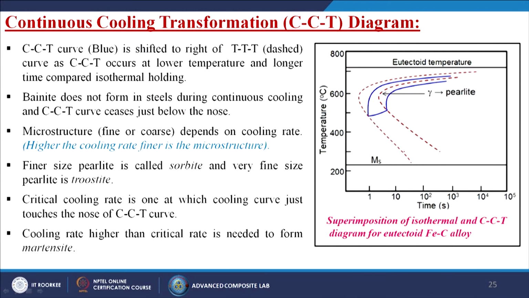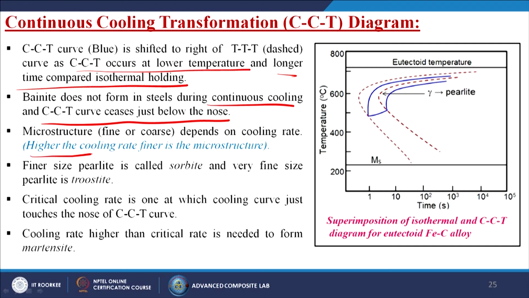Now, there is another famous graph which is known as the continuous cooling transformation, or CCT diagram. Generally the CCT curve is in blue and the dashed curve is the TTT curve. As CCT occurs at lower temperature and longer time compared to isothermal holding, bainite does not form in steels during continuous cooling, and the CCT curve ceases just below the nose. Microstructure, fine or coarse, depends on cooling rate: the higher the cooling rate, the finer the microstructure.